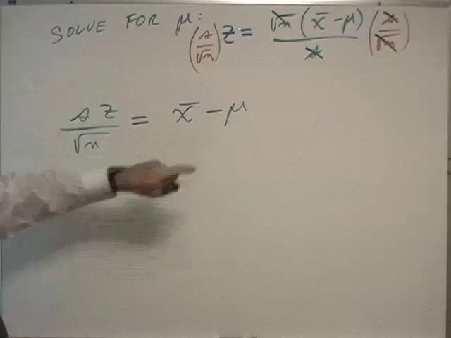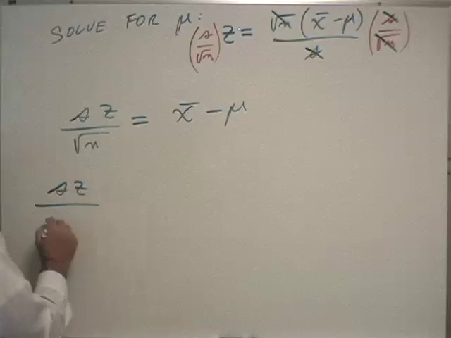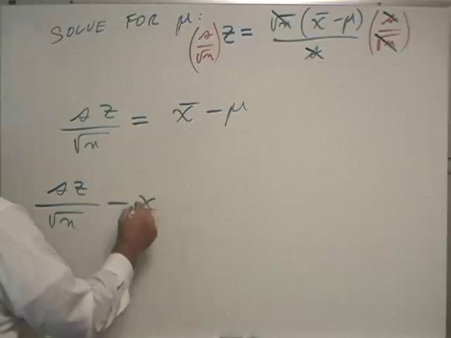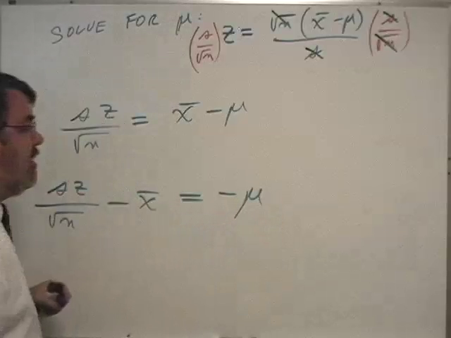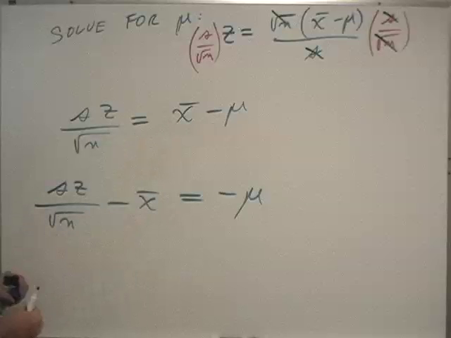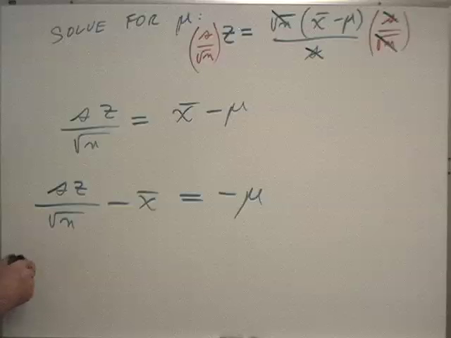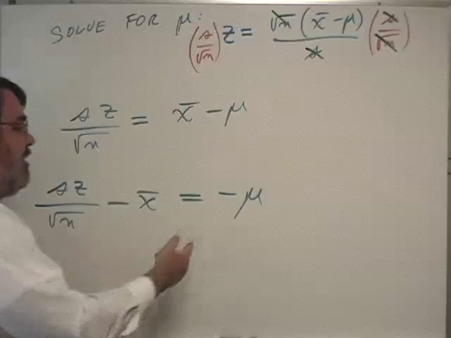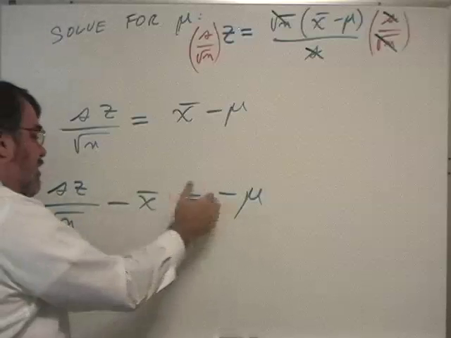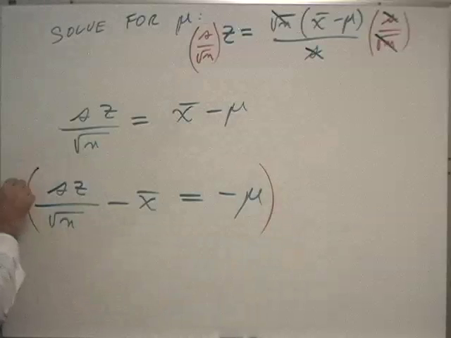I'm going to subtract x bar from both sides. So I have sz divided by the square root of n minus x bar equals negative mu. So I subtracted x bar from both sides. I canceled it on the right side and left negative x bar on the left. At this point, to solve for positive mu, I've got to change the sign. I need to multiply by negative 1. So I'm going to multiply the entire equation by negative 1.